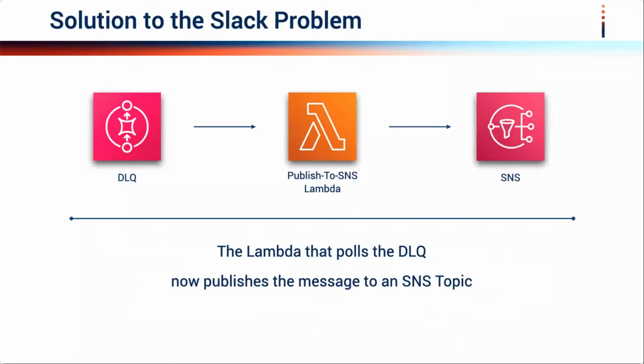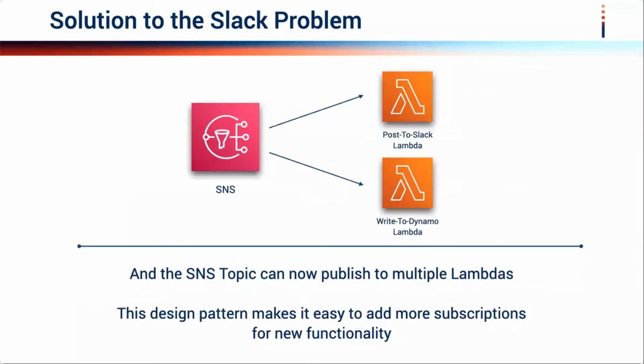Our solution to this was to provision a Lambda whose sole responsibility was to send the message from the DLQ to an SNS topic. SNS topics can have multiple subscriptions. By sending the initial message to an SNS topic, we allowed ourselves to have multiple Lambda subscriptions, each with a single responsibility. Our current setup has one Lambda to post to Slack and another to send the message to Dynamo, but with this architecture, it would be simple to add more subscriptions in the future.